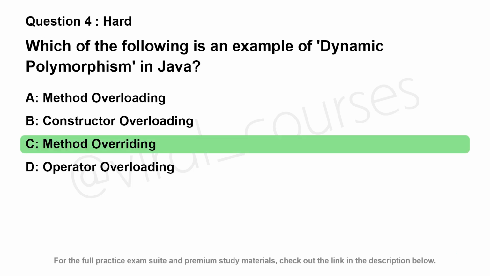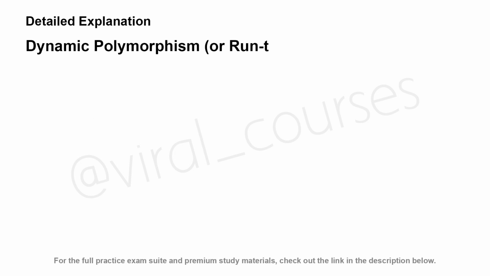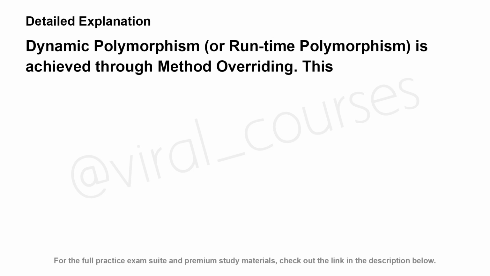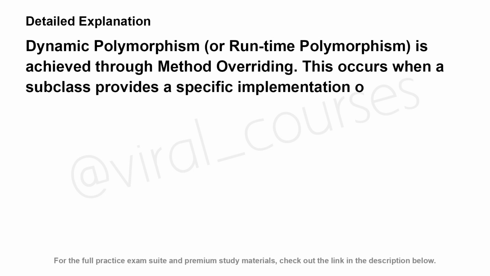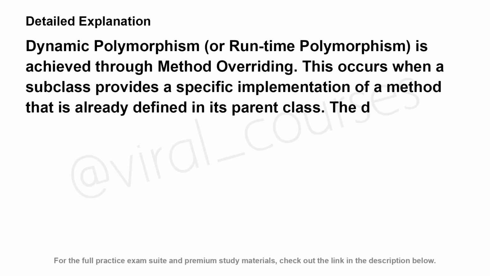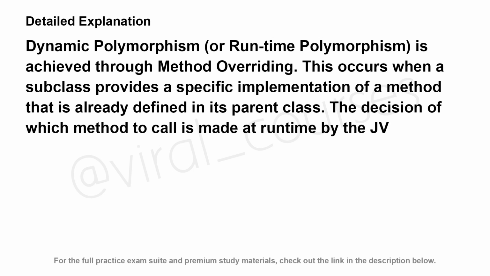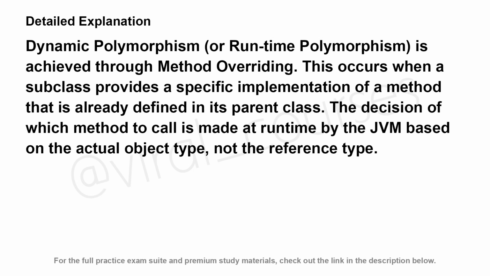The correct answer is C. Dynamic polymorphism, or runtime polymorphism, is achieved through method overriding. This occurs when a subclass provides a specific implementation of a method that is already defined in its parent class. The decision of which method to call is made at runtime by the JVM based on the actual object type, not the reference type.